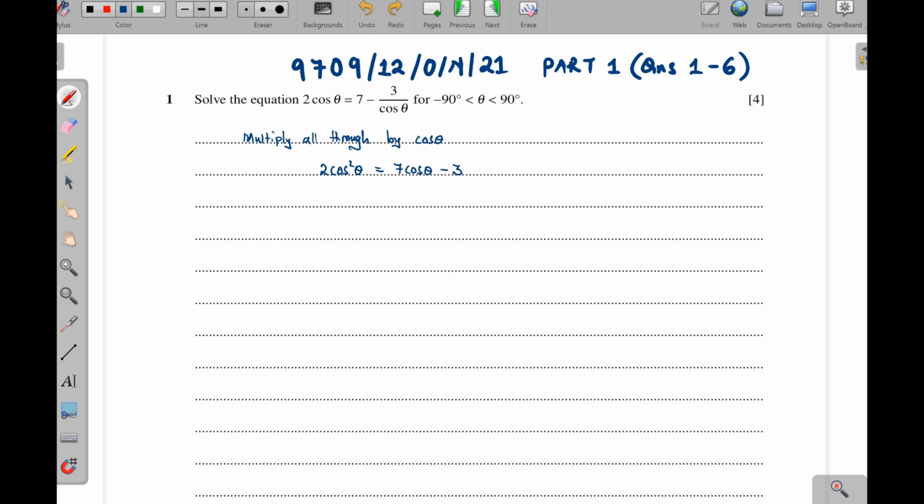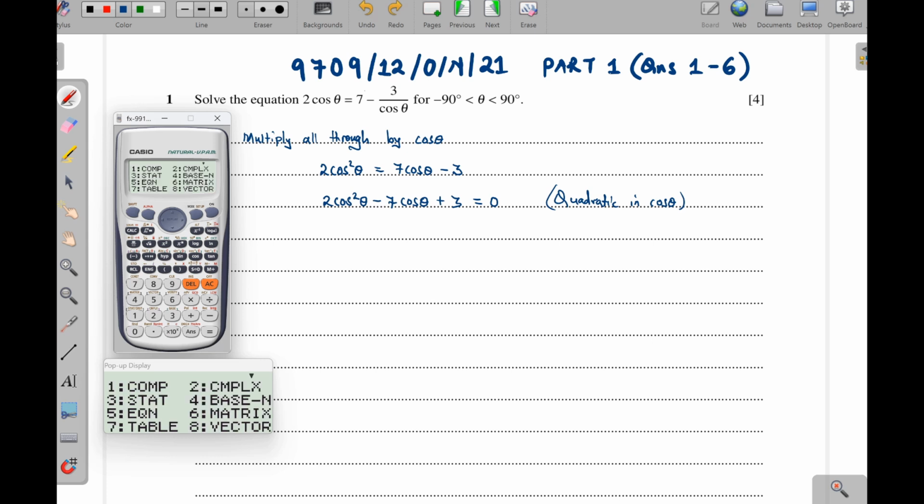Then bring this on this side, everything onto one side. We shall get a quadratic in cosine of theta. So 7, then cosine of theta, and then plus a 3, which is equal to 0. We can actually check whether this one is factorizable. This is a quadratic equation in cosine of theta. So let us use a calculator and then we factorize.